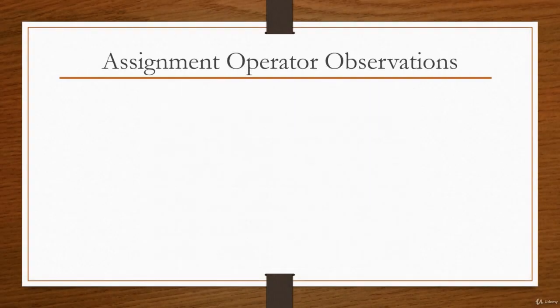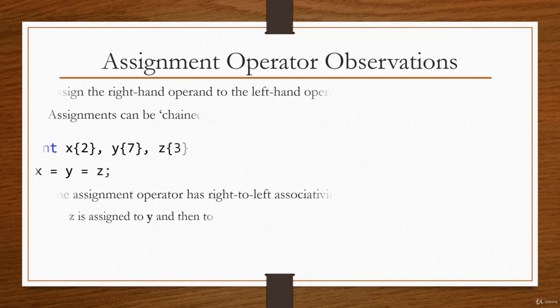Okay, just a summary on some of these observations that we've seen. When we use the assignment operator, we assign the right-hand operand to the left-hand operand, of course, and then also assignments can be chained. So we can do X, the assignment operator, Y, the assignment operator, and Z. Now what does this mean? Well, the assignment operator has right to left associativity. This means Z is assigned to Y, and then that is assigned to X.